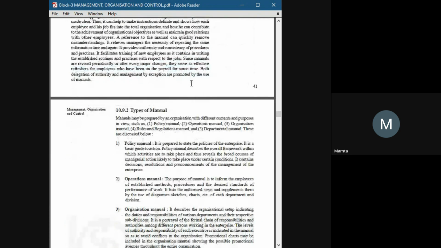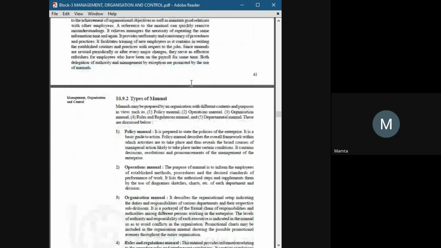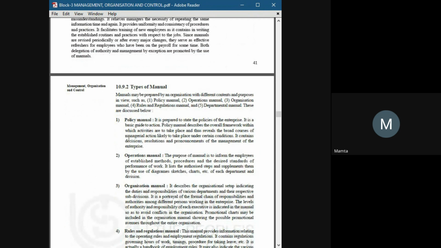Types of manual. We have different types of manual like policy manual, operations manual, organizational manual. Policy manual, it is prepared to state the policies of enterprises. It is a basic guide to action. Policy manual describes the overall framework within which activities are to take place and thus reveals the broad course of the managerial actions.